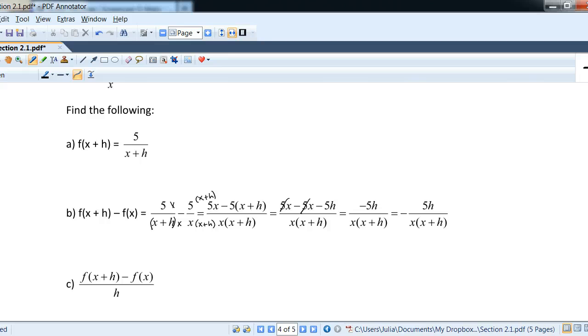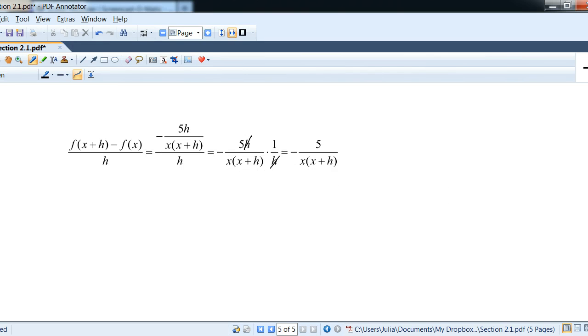And then dividing it by h, it's going to be easier now. Let's see how that plays out on the next page. So basically, I took it as a fraction. The top part is what we had in B, divided by h. So what I did is I kept the top fraction, negative 5h over x times (x plus h), times 1 over h. You can flip the bottom one. And notice how I cancel the h's out. So we end up with negative 5 over x times (x plus h). And that's it for this section.